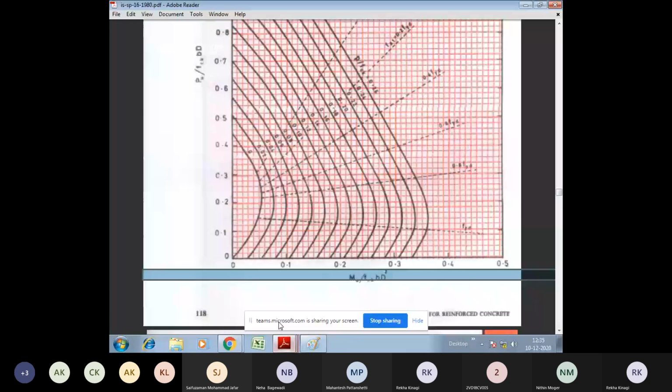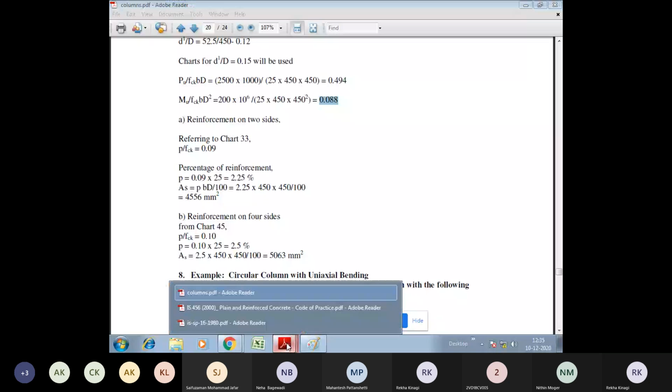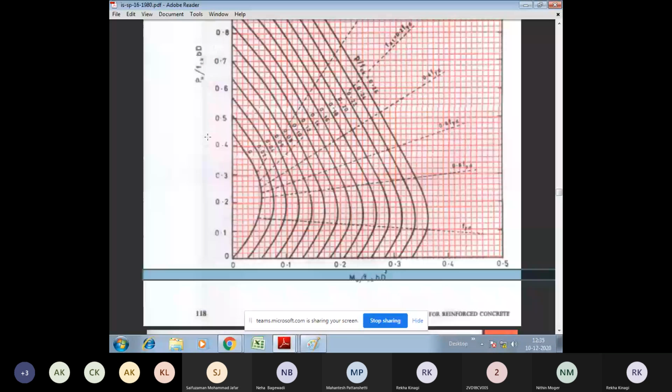0.49 is there. So this is PU by FCKBD. PU by FCKBD is 0.49. 0.49 refers to somewhere here, near to 0.5, and MU by FCKBD square is 0.088. 0.088 is 0.09.